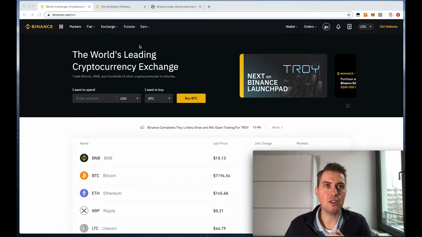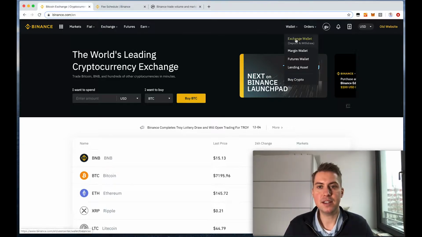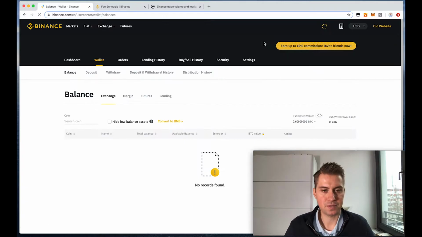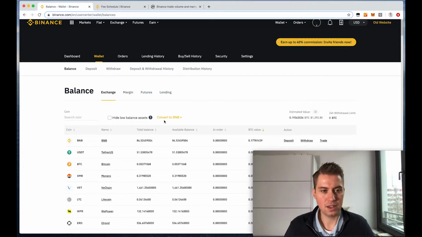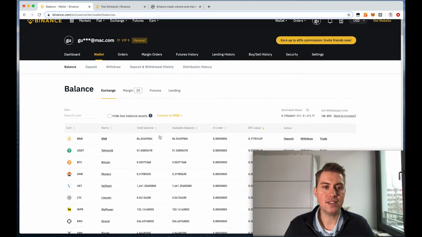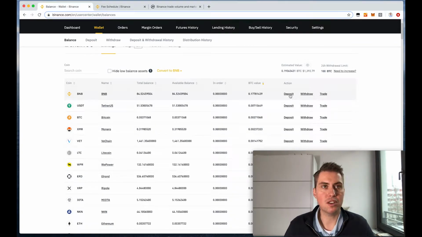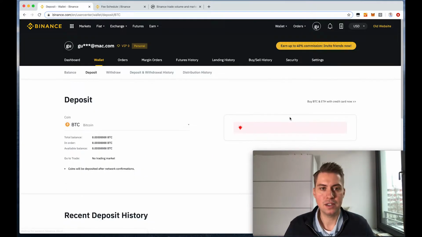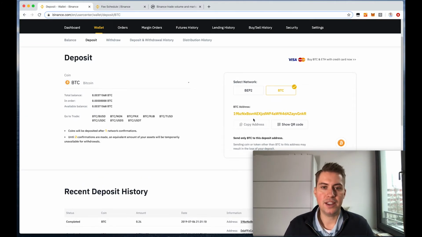So once you have an account, you can actually start depositing money on Binance. And that works if you click here on wallet and then exchange wallet. And here you have the wallets, and then you can just choose deposit. And let's say we want to deposit Bitcoin here. Click on Bitcoin. And now we can actually see a Bitcoin address here that we copy.